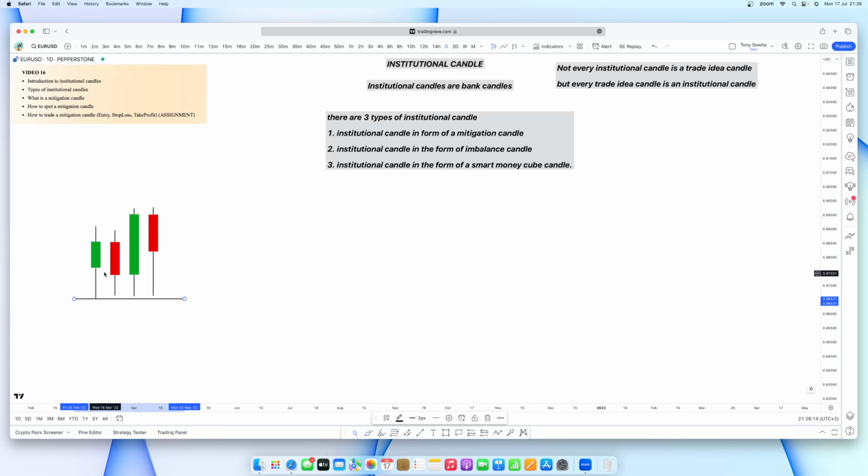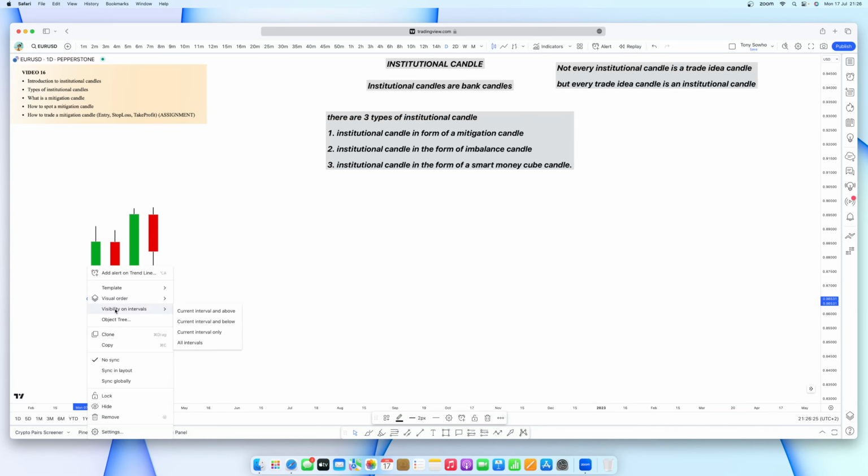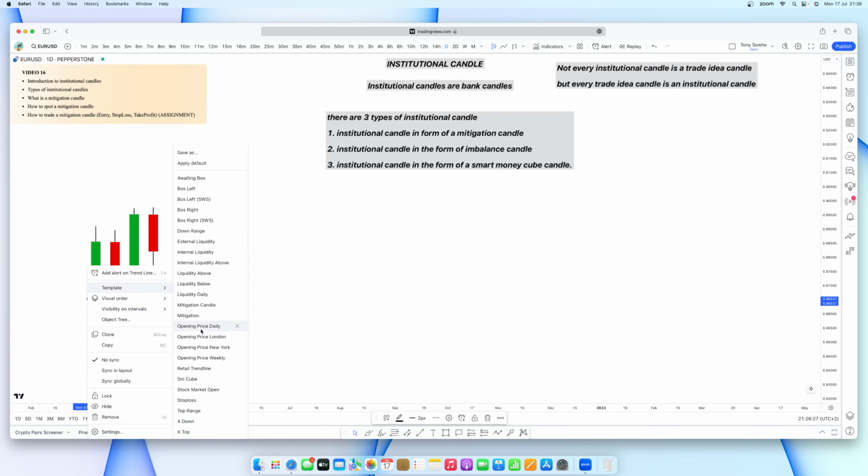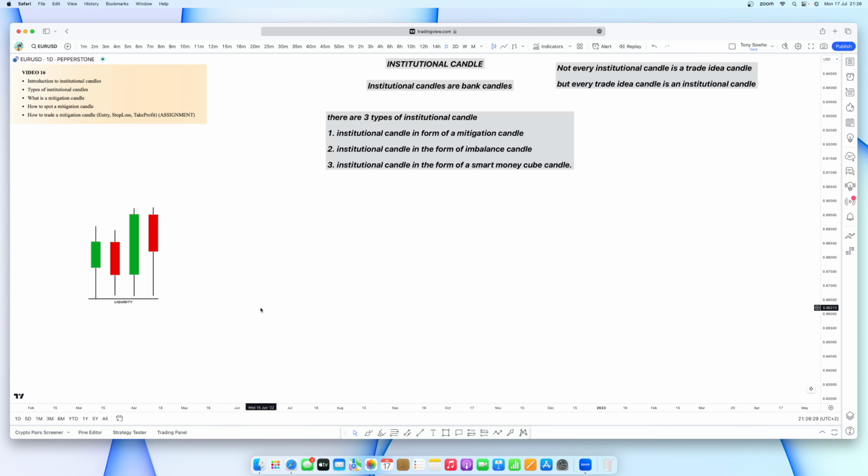Okay, so now the first thing we see, all of these candles, price is creating liquidity to the downside. So we can call this liquidity. Okay, so what type of liquidity is this? This is a static liquidity, right? So I'm just going to leave that as liquidity.